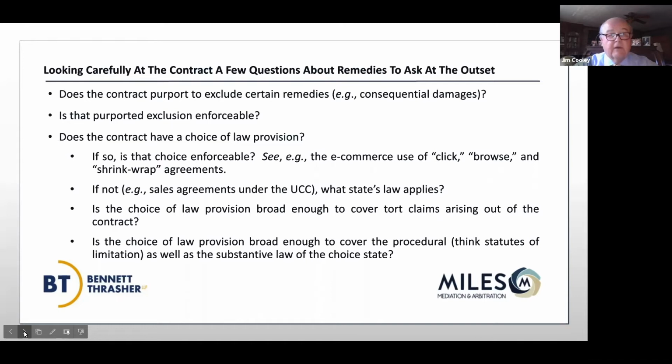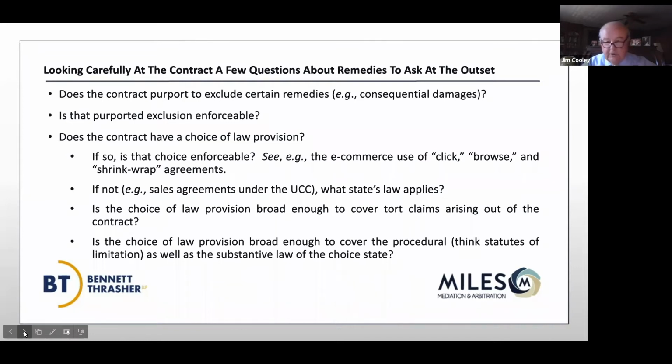Sierra, could we have the first slide up there? I'm going to run through quickly a few questions for you, which I'm sure you are already asking. Does the contract purport to exclude certain remedies? The typical one is consequential damages. Is that exclusion enforceable? Does the contract have a choice of law provision? And if so, is that choice enforceable? And if not, for example, think about the battle of the forums under the UCC sales agreements.